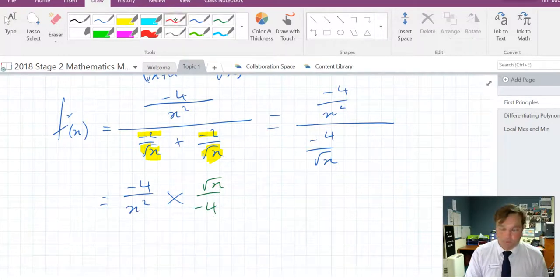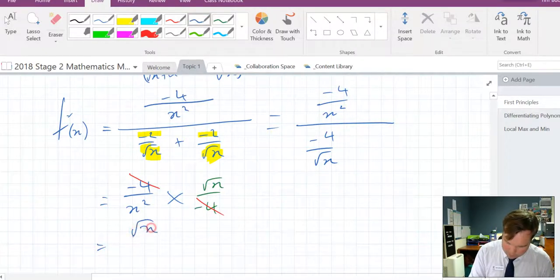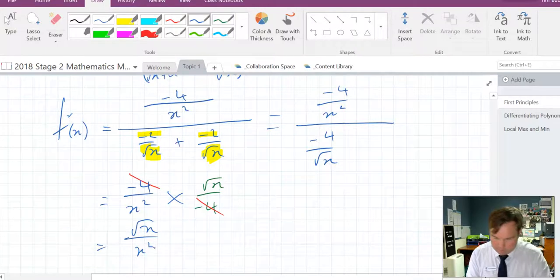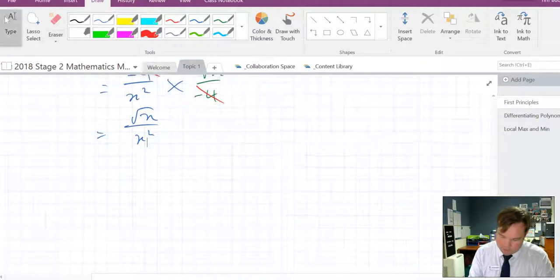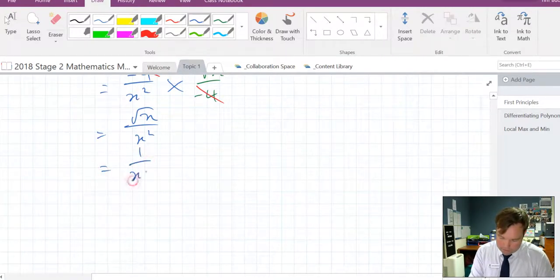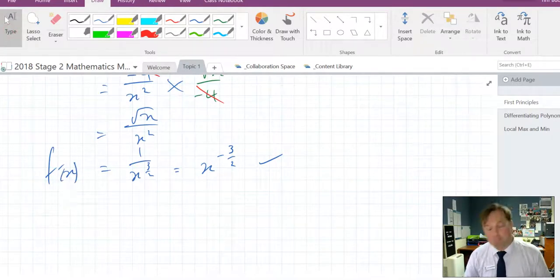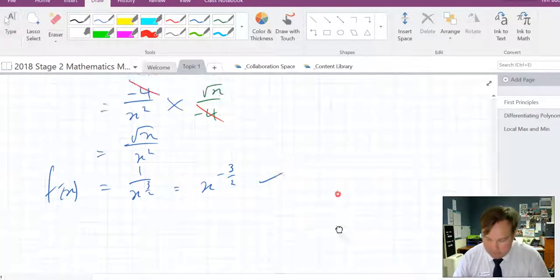Which is pretty cool, because here, minus 4 and minus 4 go, and what we're left with is root x on x squared. Root x on x squared, if we take a root x or an x to the power of a half out of both, is just 1 on x to the 3 on 2, which is x to the negative 3 on 2, which is our final answer. Alright, that was epic, but you're in your 12 methods. It's going to happen eventually.